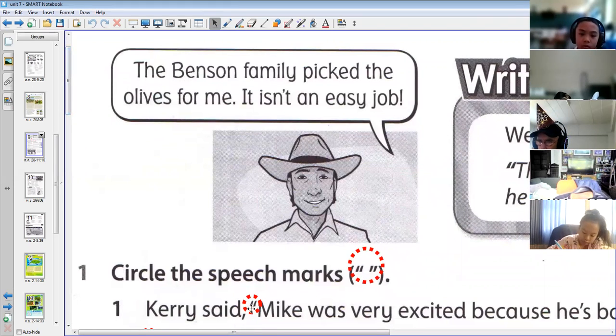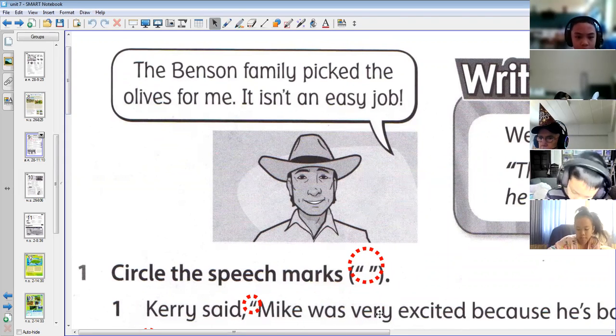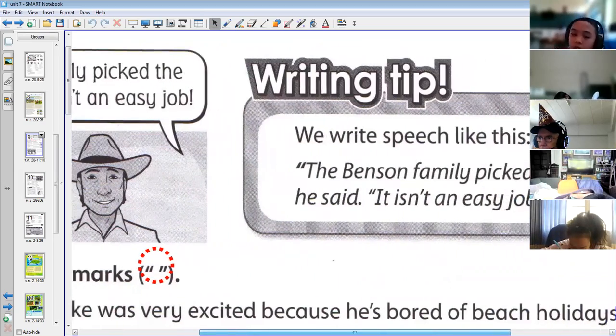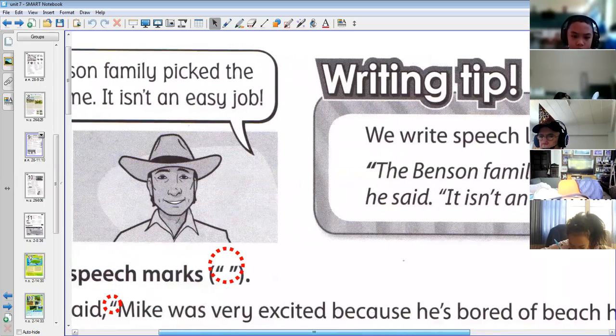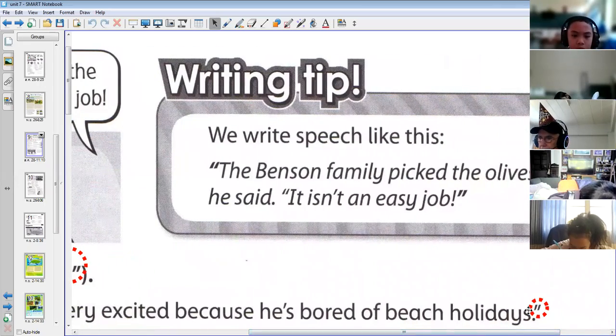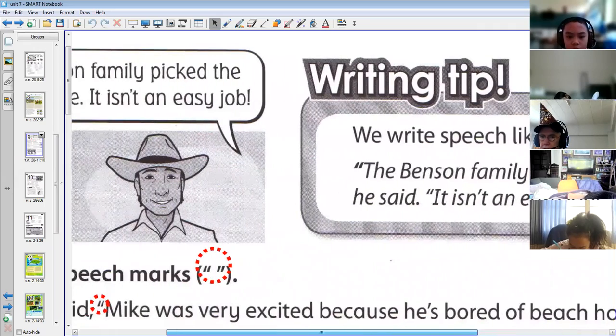Kerry said, there's a speech mark. That means Kerry starts to speak now. Mike was very excited because he's bored of the beach holidays, and the speech marks end the talking. So you have speech marks at the beginning of when someone starts talking, and then speech marks again at the end when they've finished.